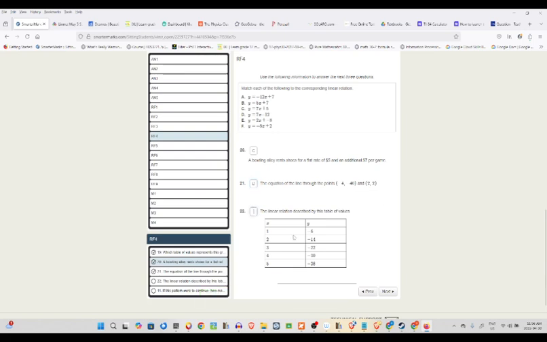Again, this table of values. Well, every time x goes up by 1, y goes down by 8. So we have a slope of negative 8. That makes it F.